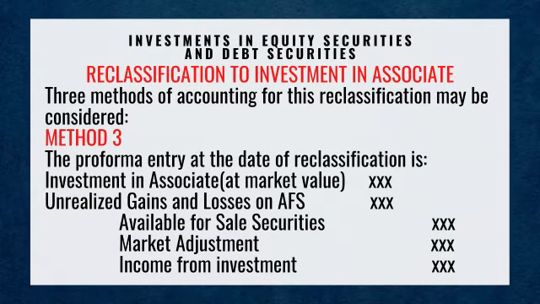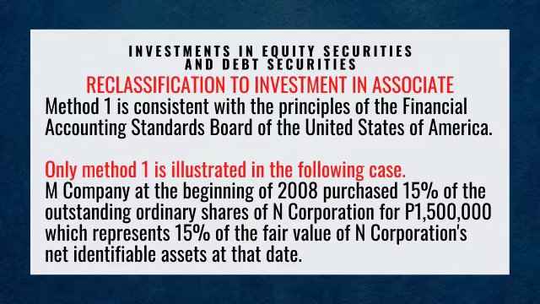The pro forma entry at the date of reclassification is as follows: debit investment in associate at market value, debit unrealized gains and losses on available for sale securities, credit available for sale securities, credit market adjustment, credit income from investment. Method number 1 is consistent with the principles of the Financial Accounting Standards Board of the United States of America. Only method 1 is illustrated in the following case.